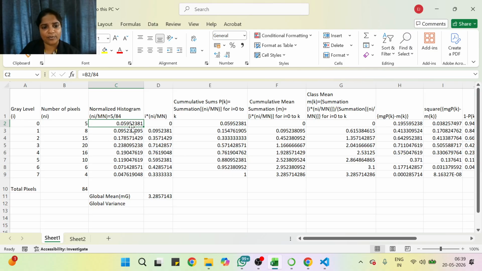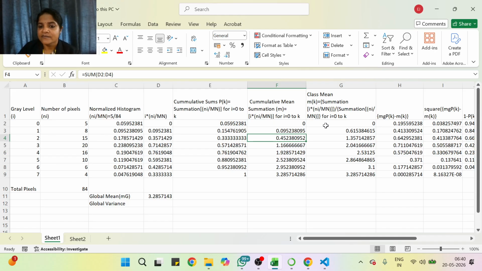So 0 into 0.05 is going to be 0. 1 into 0.09 is going to be 0.095, which is the cumulative sum of the gray level 1. Okay. Similarly, the cumulative sum of gray level 2, what is it going to be? It is going to be 2 into Ni by Mn, 0.17, which is nothing but 0.4523. So this is how we calculate the cumulative sum for all the gray level intensities.